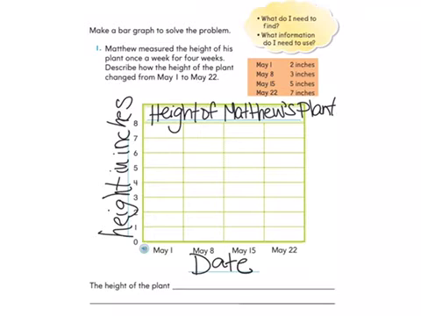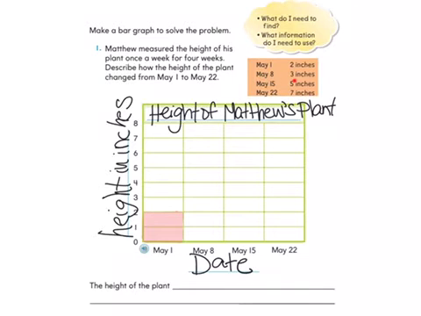Okay, so now we need to fill out our bar graph. We got to fill it in. So May 1st, it says it was 2 inches tall. So I'm going to make sure the end of my bar is at that 2 line. Then I'm going to fill in my bar here. So there's the first bar. When he measured it on May 1st, it was 2 inches tall.